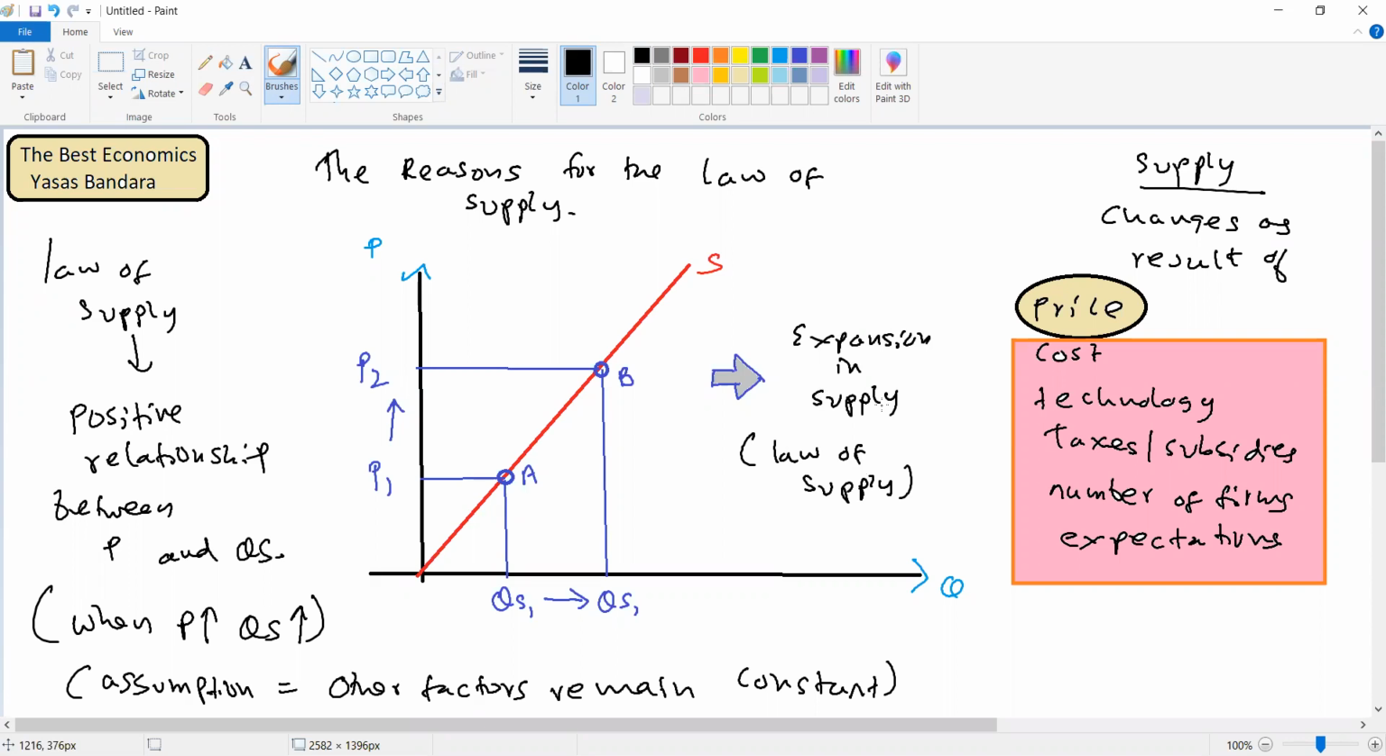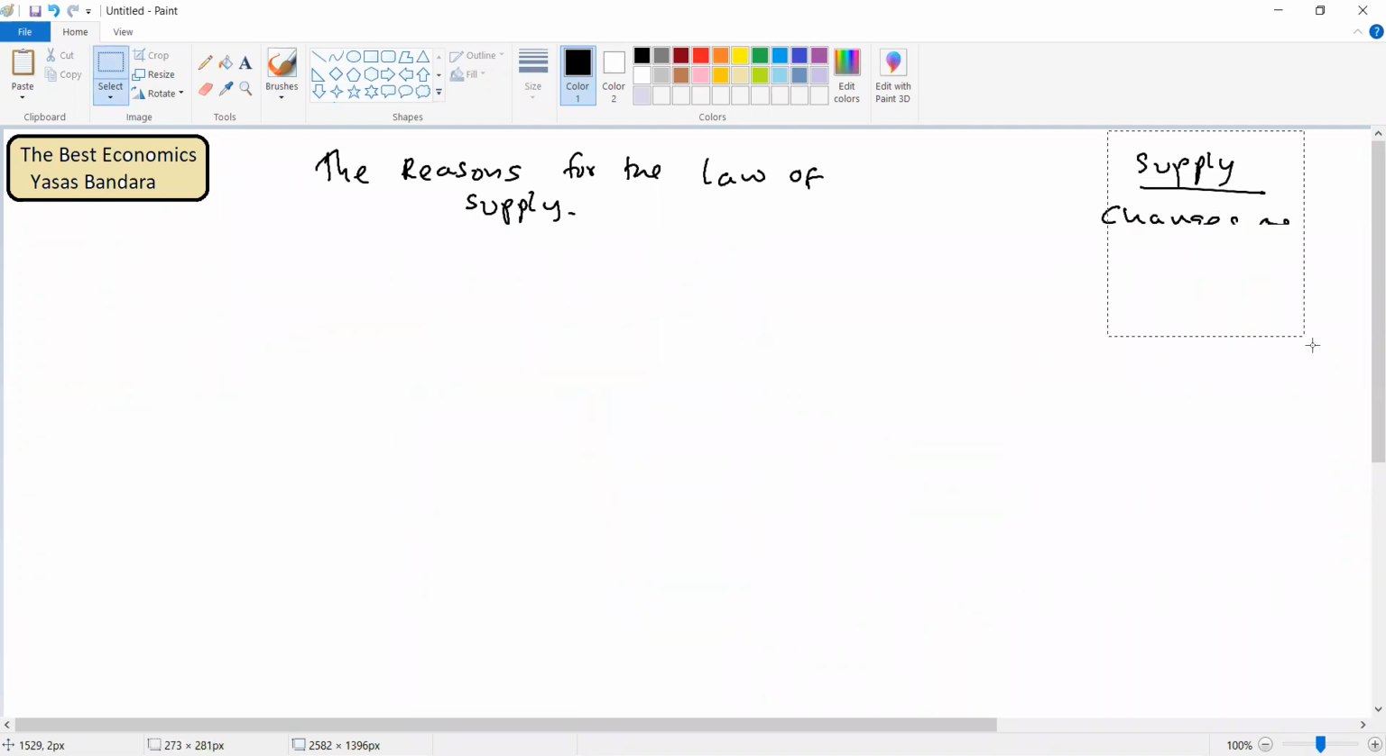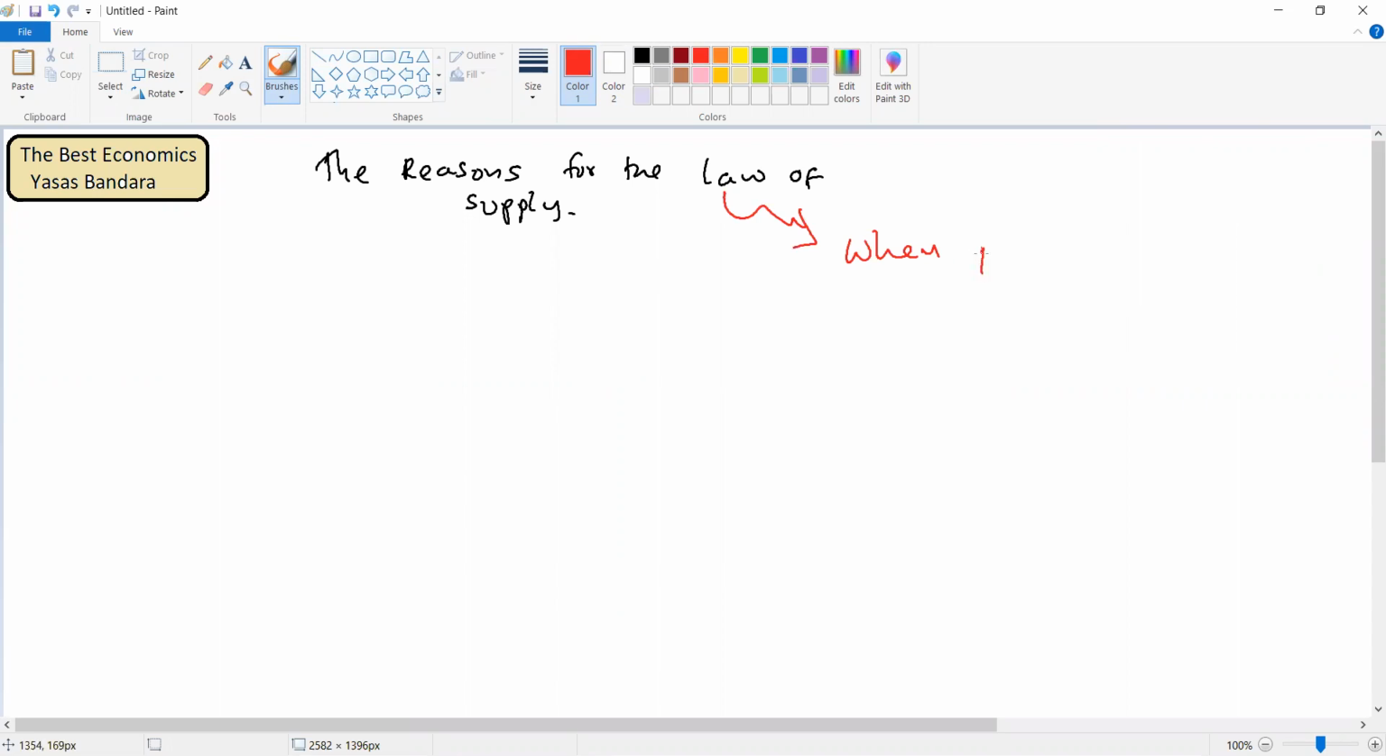So it is time we get another idea about the reasons for the law of supply. So what are the reasons for the law of supply? Right, so let us come to that quickly. There we go. So simply the question asks, when price increases, why does quantity supply increase? Now reasons for the law of supply means when price increases, why does quantity supply increase? Why does it happen?